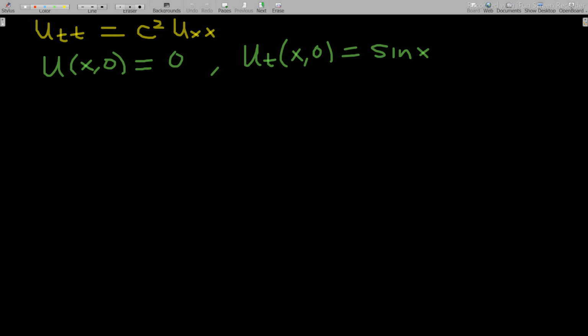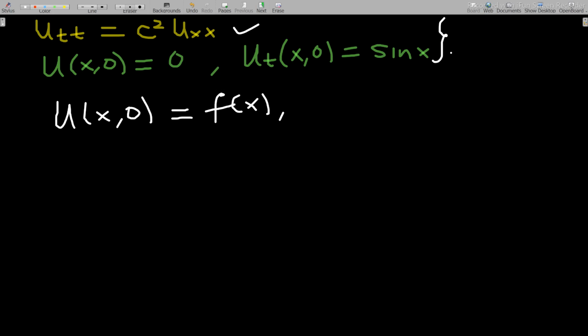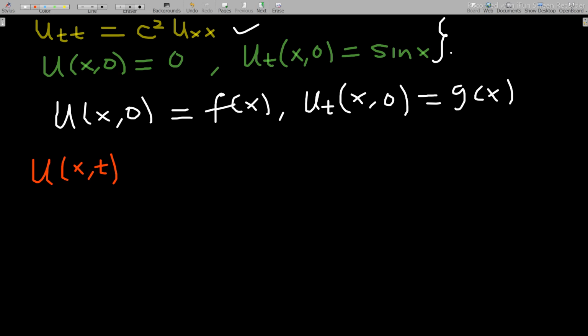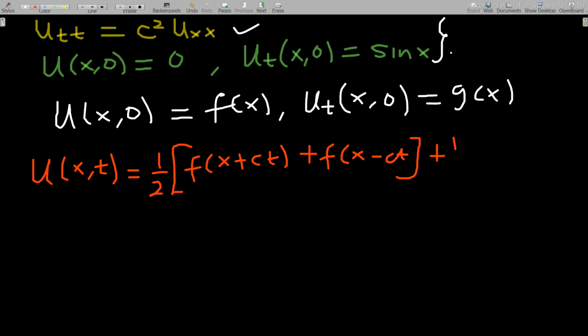Well, we have this problem here to solve. If you remember, in our first lesson, we developed a formula: if you have a wave equation like this, with the conditions u(x,0) equals some f(x) and u_t(x,0) equals some g(x), then our solution from D'Alembert's formula is u(x,t) equals 1/2 times the bracket f(x+ct) plus f(x-ct), plus 1/(2c) times the integral of g(tau) d tau from x-ct to x+ct.